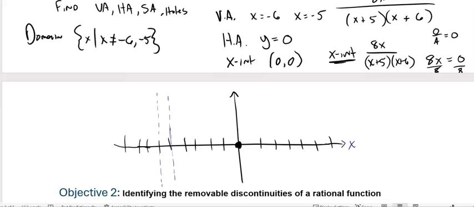And I don't have any other points. But I have a pretty good idea of how these things act. The horizontal asymptote was y equals 0. I have a pretty good idea of how these guys act, right? I'm not really sure what's happening here, but I know it's going to hug this line as I go through.